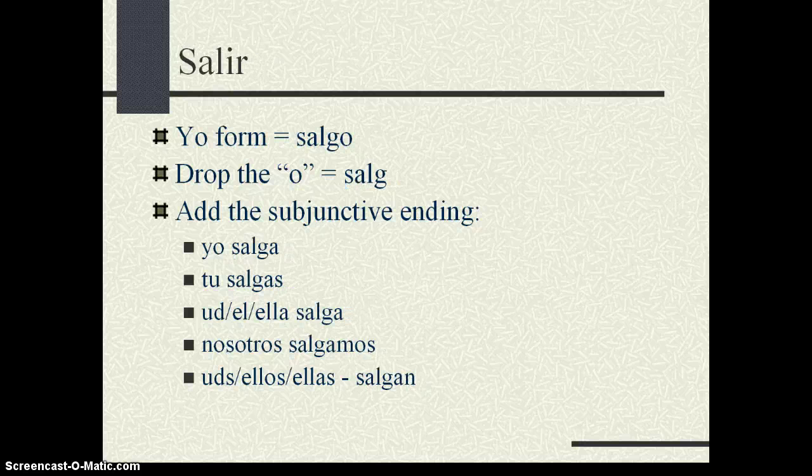Okay, one final example. This is the IR set of verbs. This one is also an irregular yo form, salir. The yo is salgo, drop the O, and that gives you your stem, S-A-L-G. Then you go through and add your subjunctive endings for IR verbs. Again, opposite vowel would be A for IR verbs. So yo salga, tú salgas, usted, él, ella salga, nosotros salgamos, ustedes, ellos, and ellas salgan.